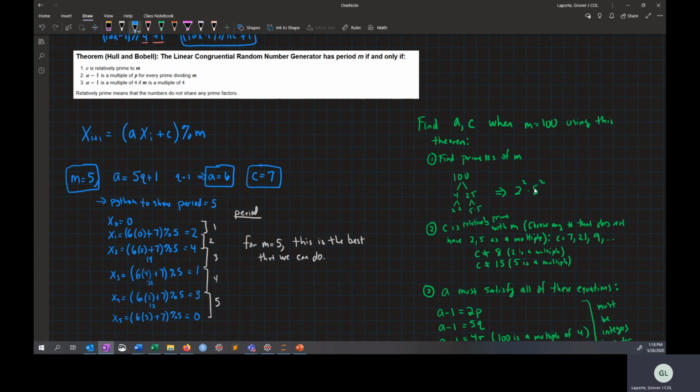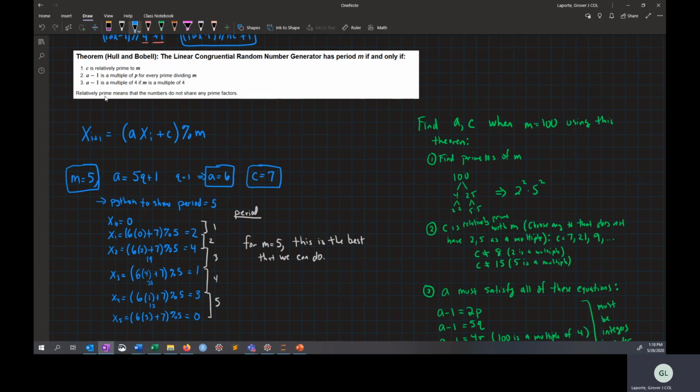You'll see over here that it's a combination of those two prime numbers that we don't want to choose for C. C has to be some other number besides a combination of those other two numbers. In this case, C equals 7, but C could equal 4, C could equal 3. There's lots of things that C could be equal to, as long as it's relatively prime to M.